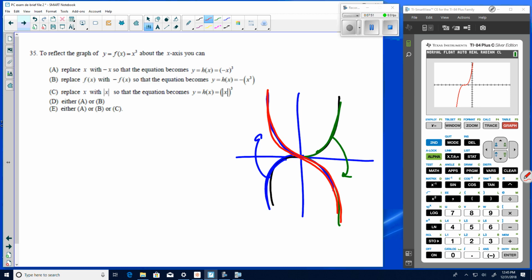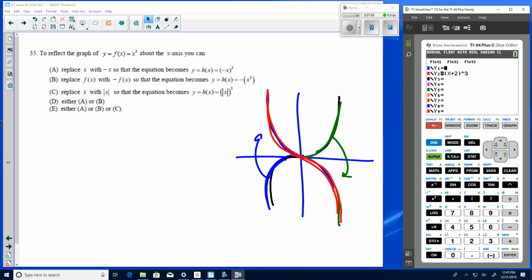We do have our calculator here. Let me go back and look at, we'll put in y equals x cubed again, and we'll get rid of that one. Okay, so there's our parent. And choice A says replace x with the opposite of x. So let's just throw that in here. The opposite of x, I'm using the opposite sign, not the subtraction sign. And I want to cube that. Now let's look at that graph. Well, sure enough, that does it. Okay, so this seems to work okay.